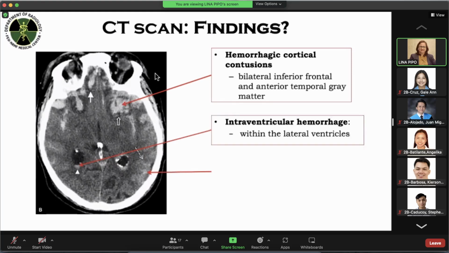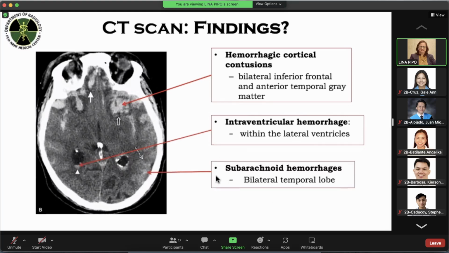And then we have intraventricular hemorrhage. As you can see, there is hyperdensity in the area of the posterior horn of both lateral ventricles, which represents blood or hemorrhage. So there is intraventricular extension of the hemorrhage. You also have the presence of subarachnoid hemorrhage in the bilateral temporal lobes. As you can see, there are hyperdensities in between sulci. That's your subarachnoid hemorrhage in the bilateral temporal lobe.